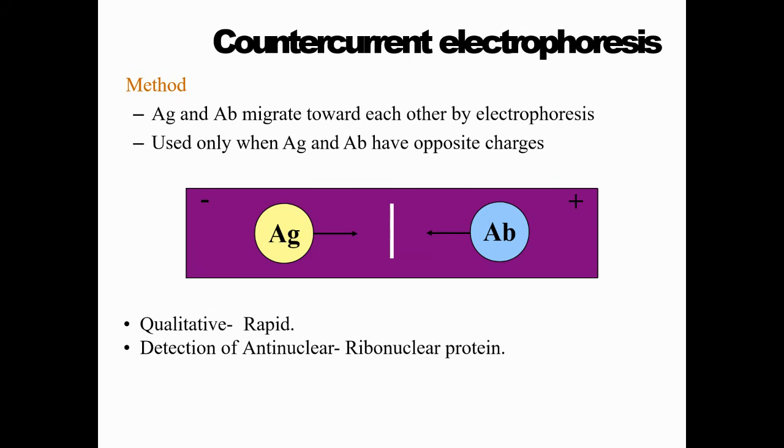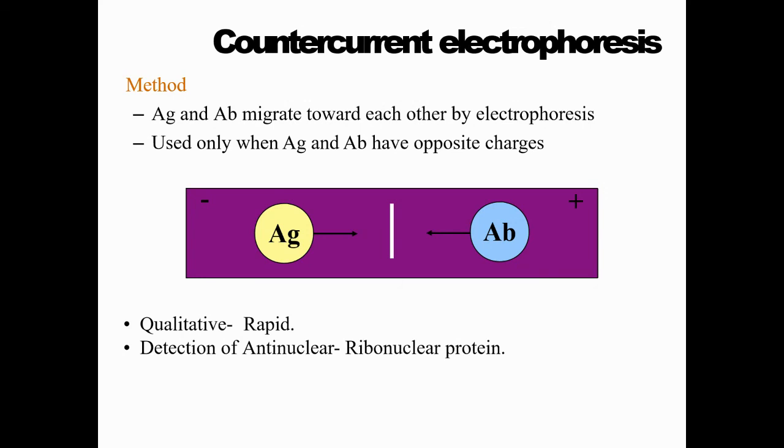So you should have to consider like this. So we should have to look into whether antigen and antibody are having opposite charge. If they are having opposite charge, we should have to go for countercurrent electrophoresis.